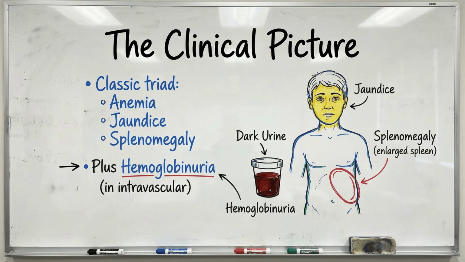If the hemolysis is happening intravascularly, you'll also see dark hemoglobinuric urine, often described as root beer colored. Recognizing this triad is crucial for suspecting hemolysis at the bedside. With these clinical signs in mind, let's circle back to what you see under the microscope, because morphology tells you a story.